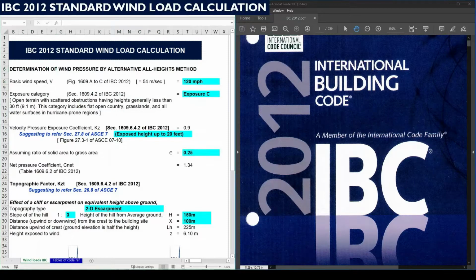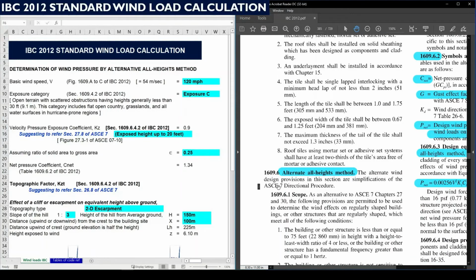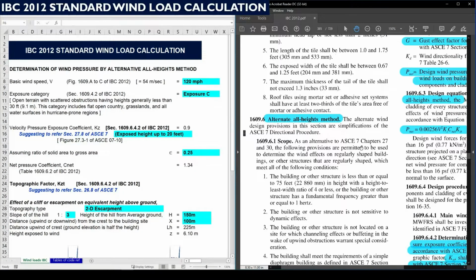The definition for this alternative all height method is given in IBC 2012. For that, we have to refer to page number 385. So it is in section 1609.6, alternative all height method. The definitions are given here. So let me go to the calculation now.